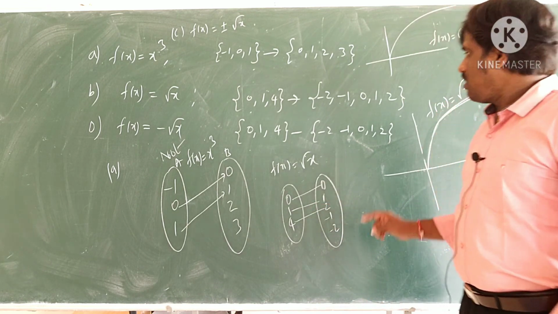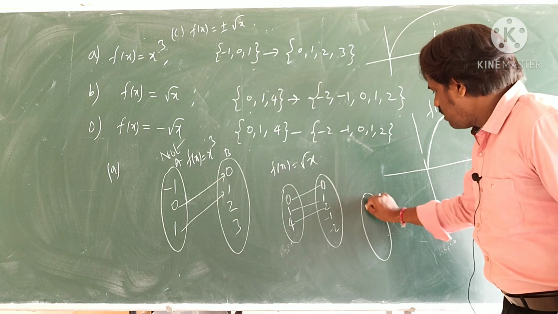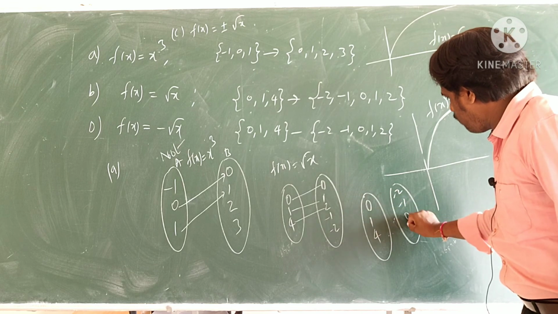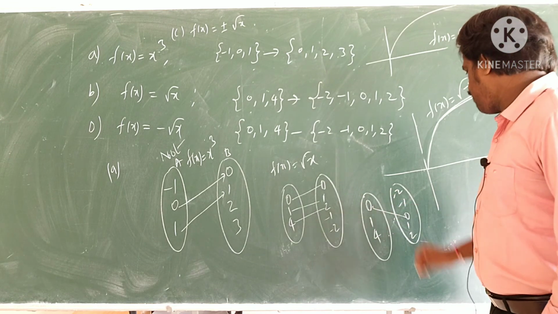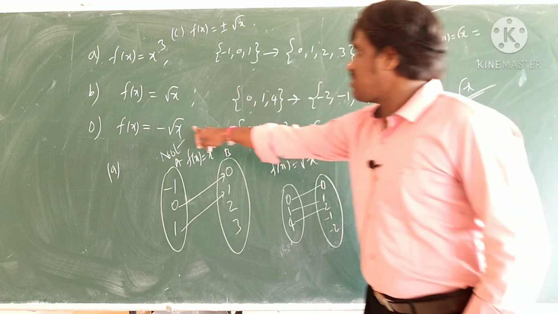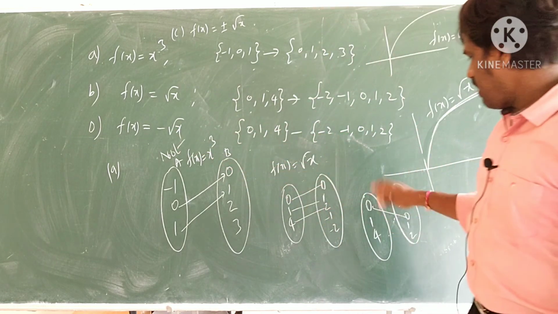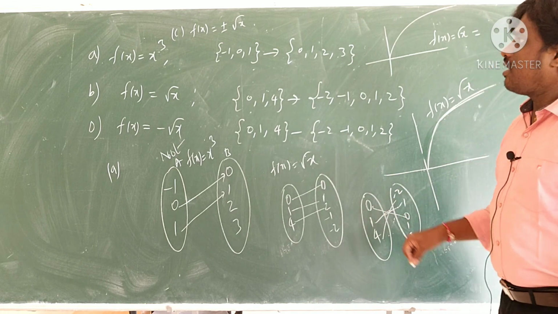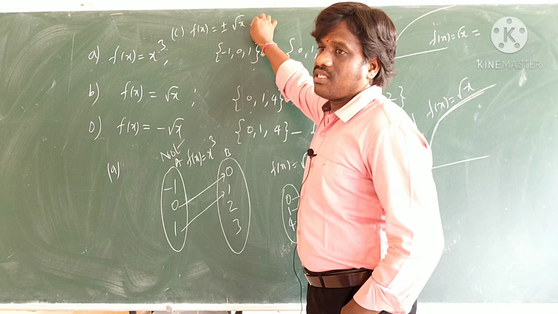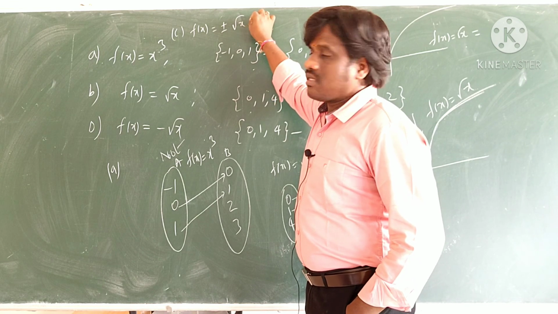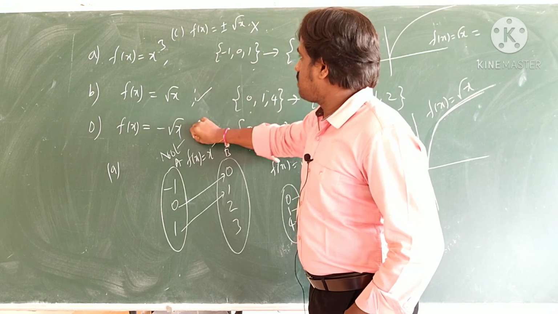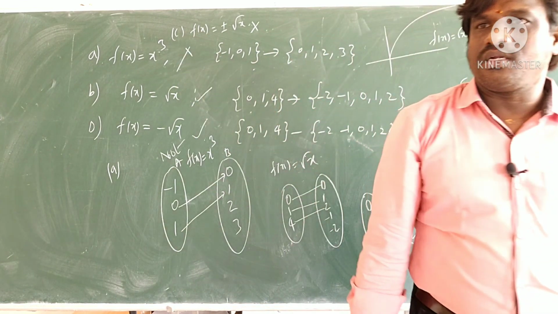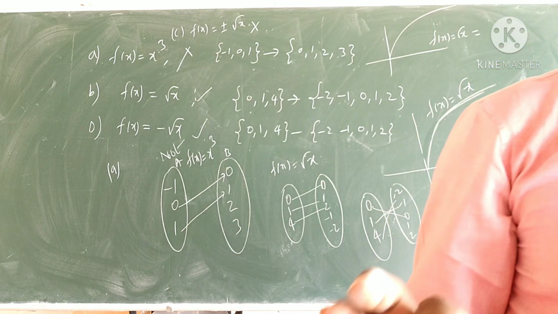It is a function. And in this other case, 0, 1, 4, and minus 2, minus 1, 0, 1, 2, you can take 0 here, but here you have minus root x. From positive it becomes minus, so 1 gives minus 1, 2 gives minus 2. So this is also a function. And when you have this one, this time it is not a function. This is a function, this is a function, this is not a function. Understood? Is it clear? Is the point clear?